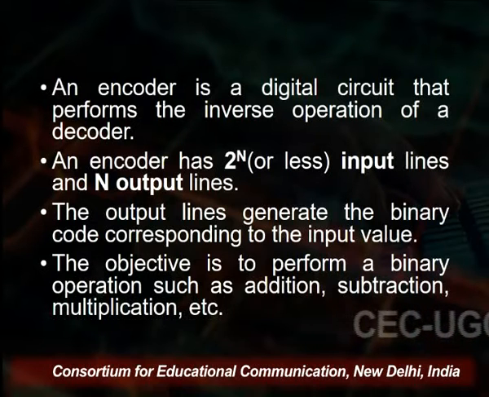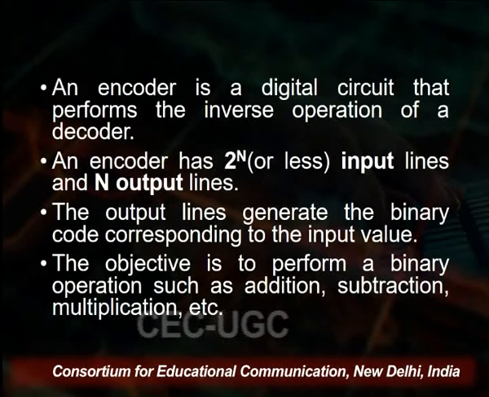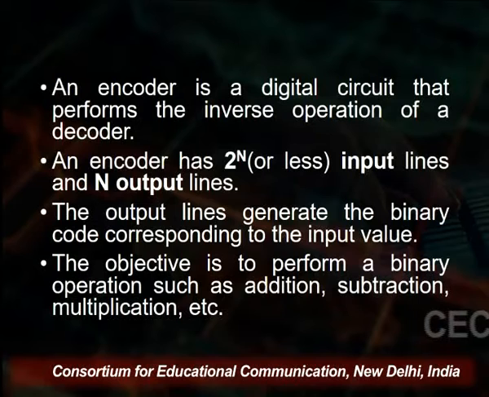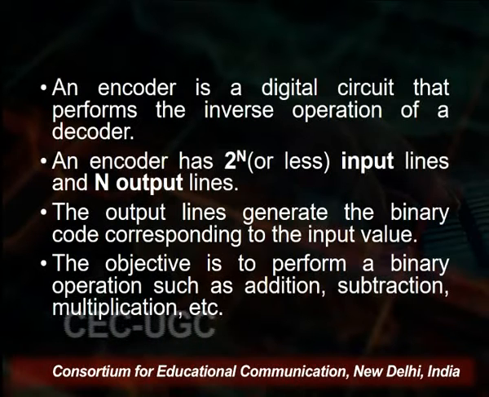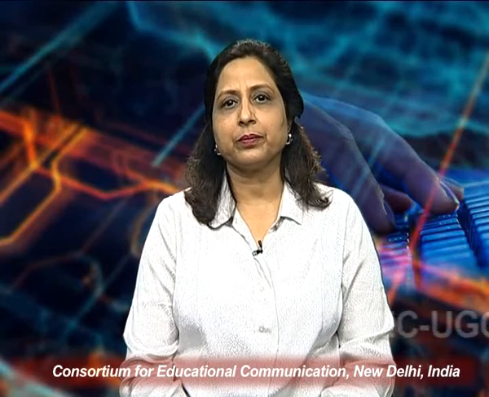Encoder will have 2 to the power n or maybe even less input lines, and the output lines will now be n, which is just the reverse of the decoder. The output lines generate the binary code corresponding to the input values. The objective is to perform a binary operation, which could be an addition, subtraction, multiplication, etc.